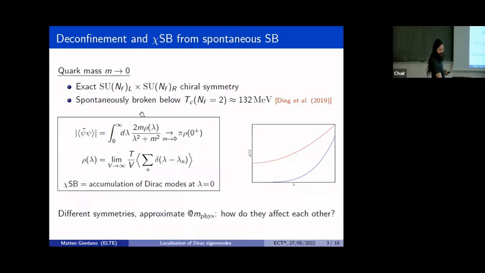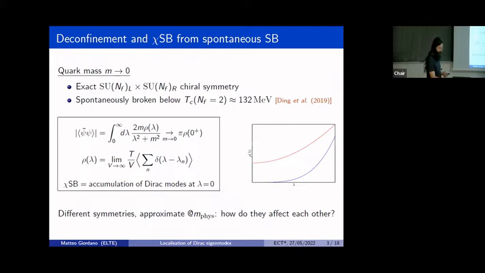This is shown by the famous Banks-Casher relation. In the chiral limit, the chiral condensate, which is an order parameter for chiral symmetry, is simply proportional to the density of near-zero modes, not zero modes, near-zero modes. So this is what we know about confinement and chiral symmetry restoration or breaking, depending on what direction you are taking. At the physical point, both symmetries are only approximate. They are very different, but still they seem to be tied together. And so it would be nice to understand how they affect each other.